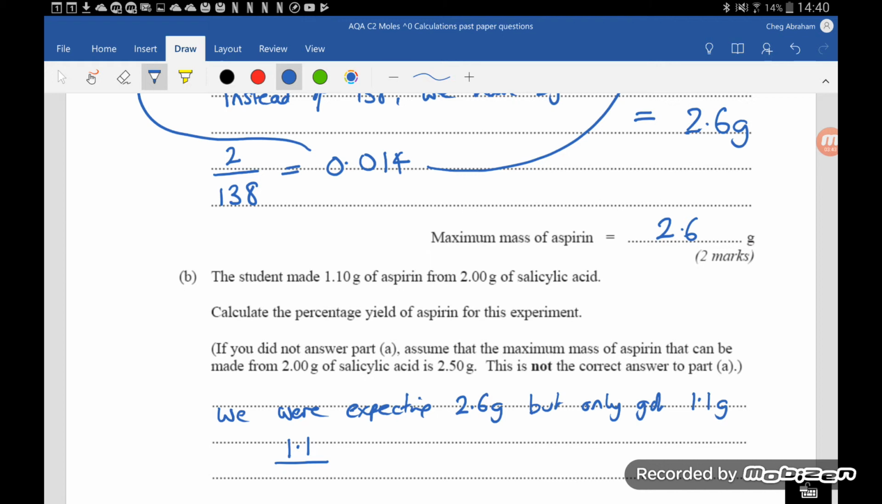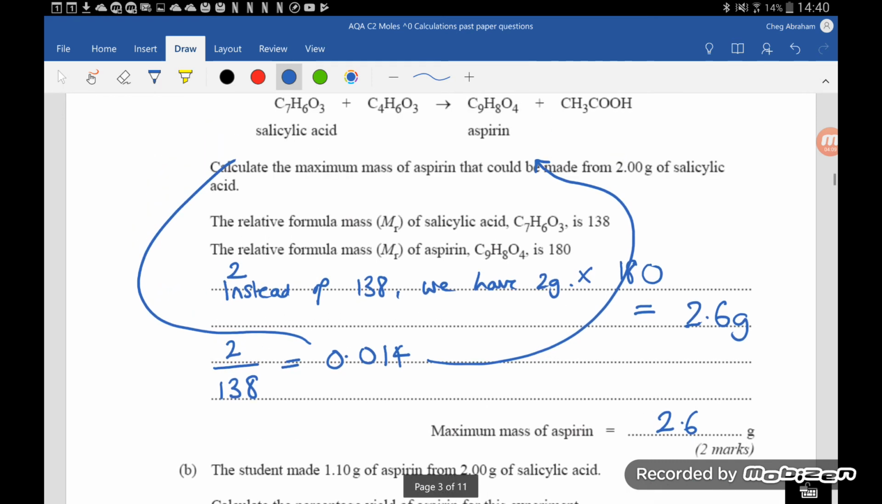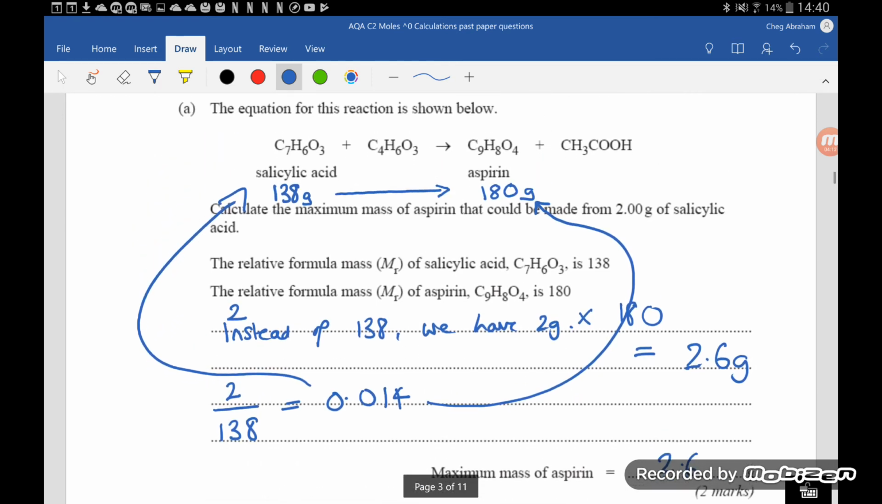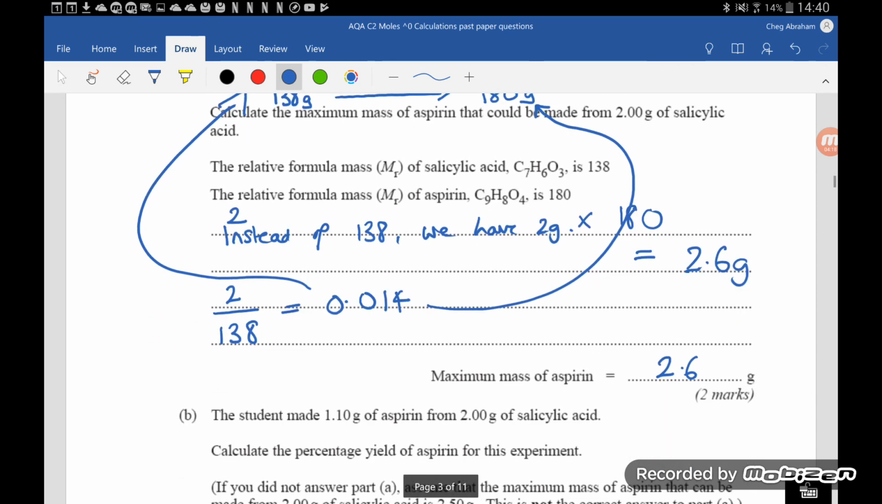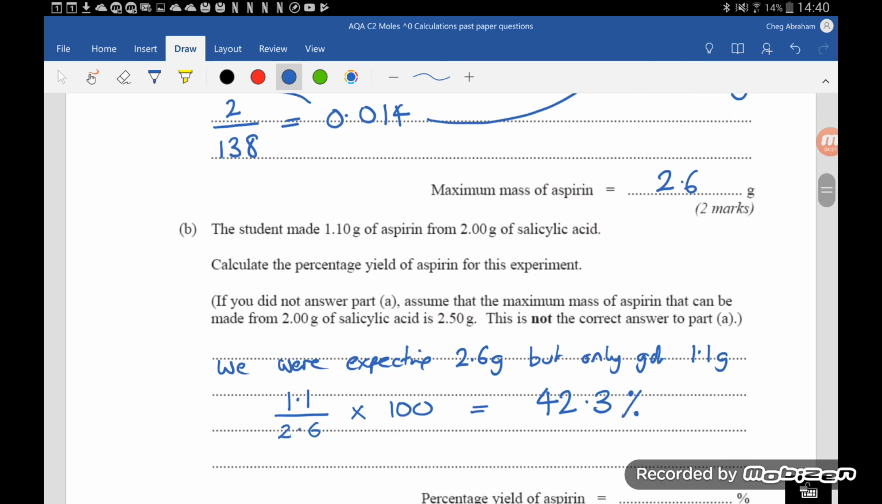1.1, over what we were expecting, which is 2.6, times 100, and therefore our percentage yield is 1.1 divided by 2.6 times 100 equals 42.3%. And so there we have done a calculation where we're calculating the amount of product that would be made when they've given us the amounts involved, and we've got a different amount, and we've also got the percentage yield, which is the amount you actually obtained over what you were expecting times 100.